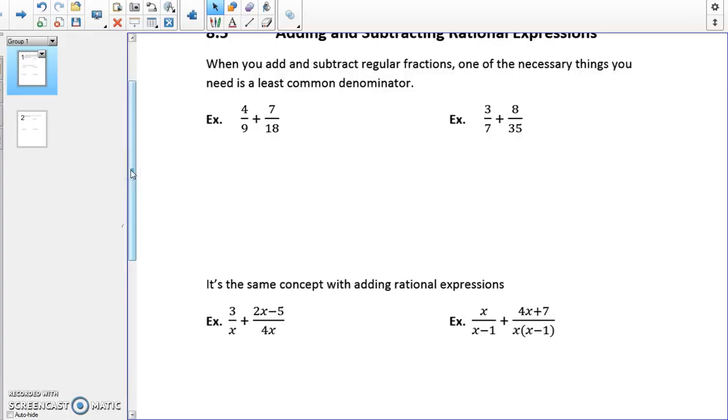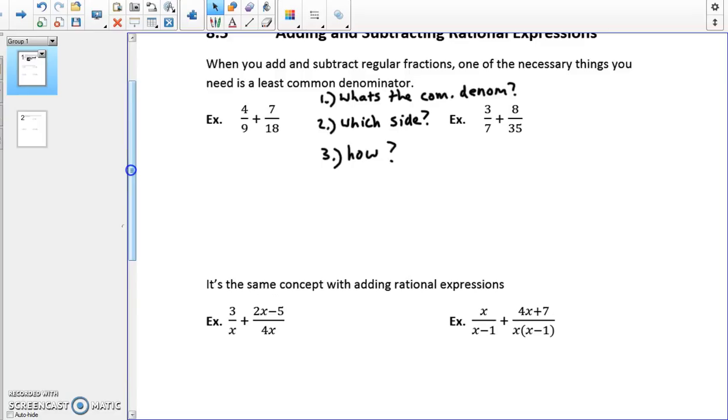Least common denominators, you guys did this back in the day. 4 over 9 plus 7 over 18. There are 3 questions you want to ask when you're facing problems like this, and we need to remember these throughout the entire section. Question number 1, what's the common denominator? That's our first question. Number 2, which side do we need to adjust? So is it the left side or the right side that we got to fix? And then number 3, how do we adjust it? How do we fix it? What do we need to do?